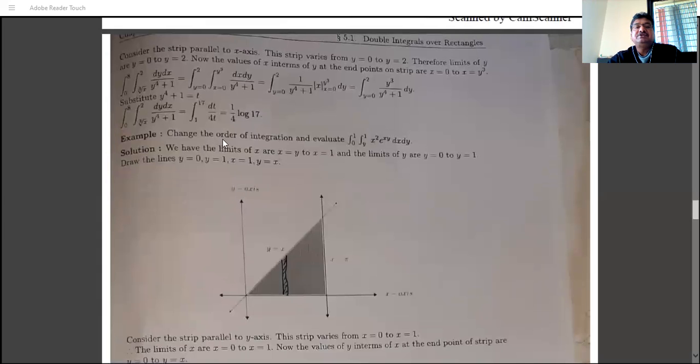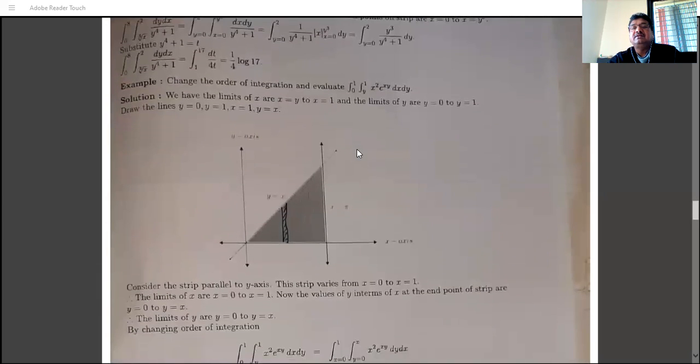The next problem: change the order of integration and evaluate. Again the same type of problem. The limit is y to 1 on x. So here the integration is with respect to x. We have to change the order, that is, we have to integrate with respect to y first.